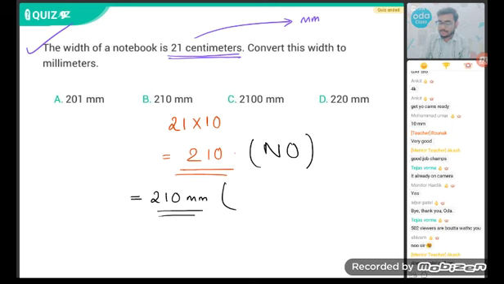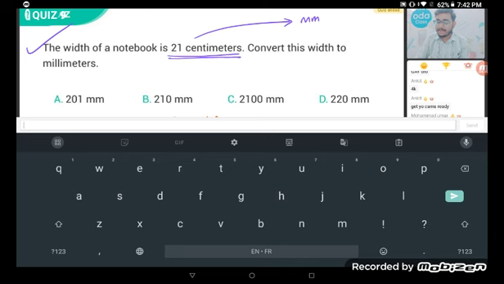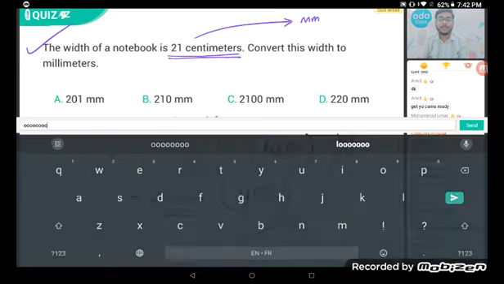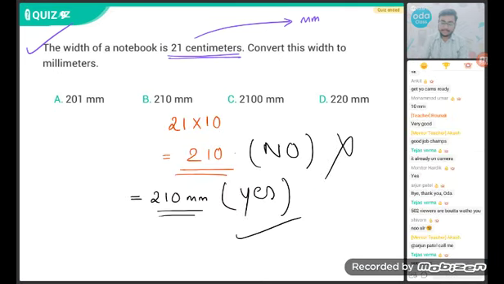That is 210 millimeter. So this is the correct answer. Very important, children, don't write this 210 in the examination. I am repeating, my dear students, don't make this mistake, okay? You should always write the answer in millimeter. Promise once.